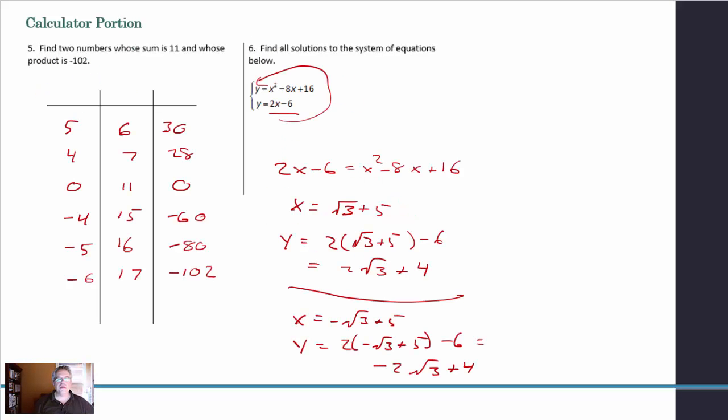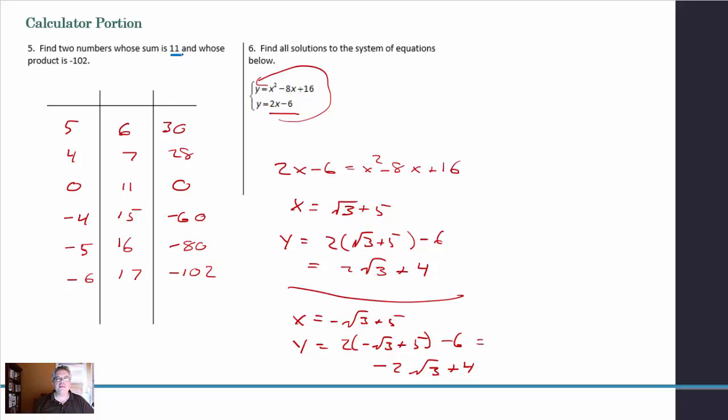All right, we're getting there. So for number 5, we made tables like this. This was an important tool to help us when we're factoring something by hand, or at least with a scientific calculator. It says find two numbers whose sum is 11 and whose product is negative 102. So remember, the idea of the table is we're checking pairs of numbers that always add up to 11, and we're searching through them for the right pair whose product is minus 102.